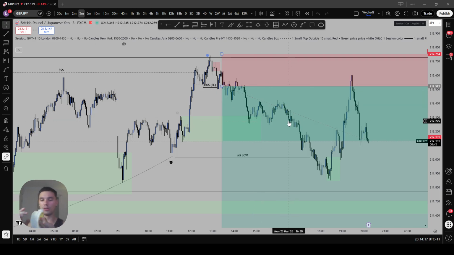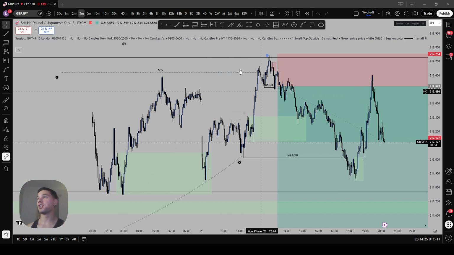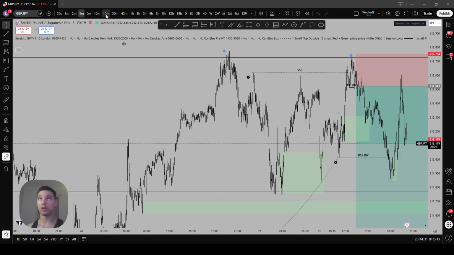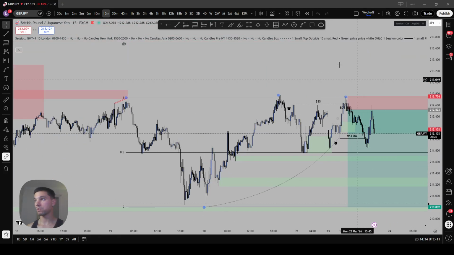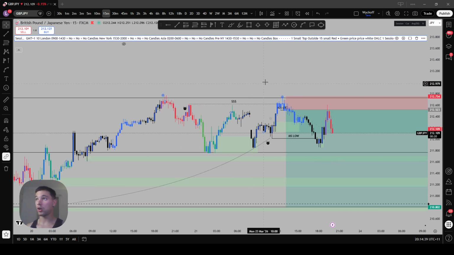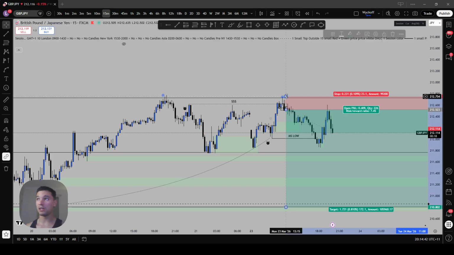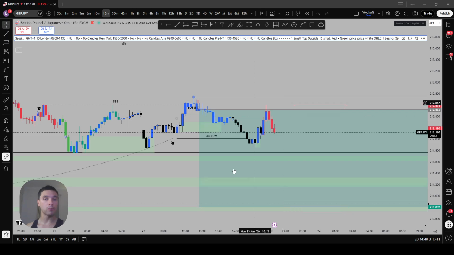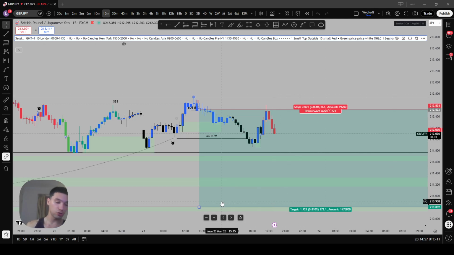Now, the sort of error I've made was, because price moved so nicely and fairly efficiently down, I was confident that we were going to get London open and we were going to get a continuation down. So I moved my stop loss to break even, and as you can see, London opened, moved up, took out my stop loss, lo and behold, and has now continued this downtrend.